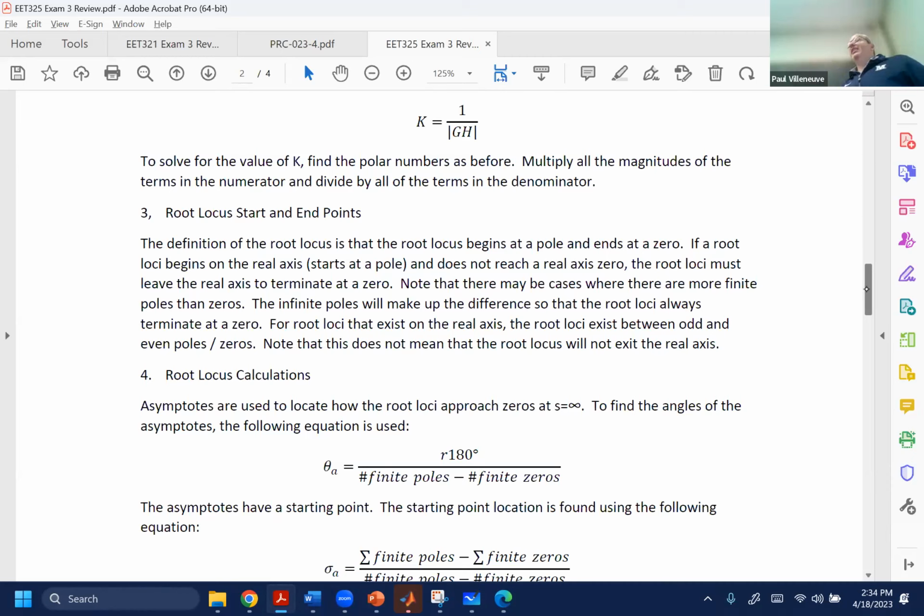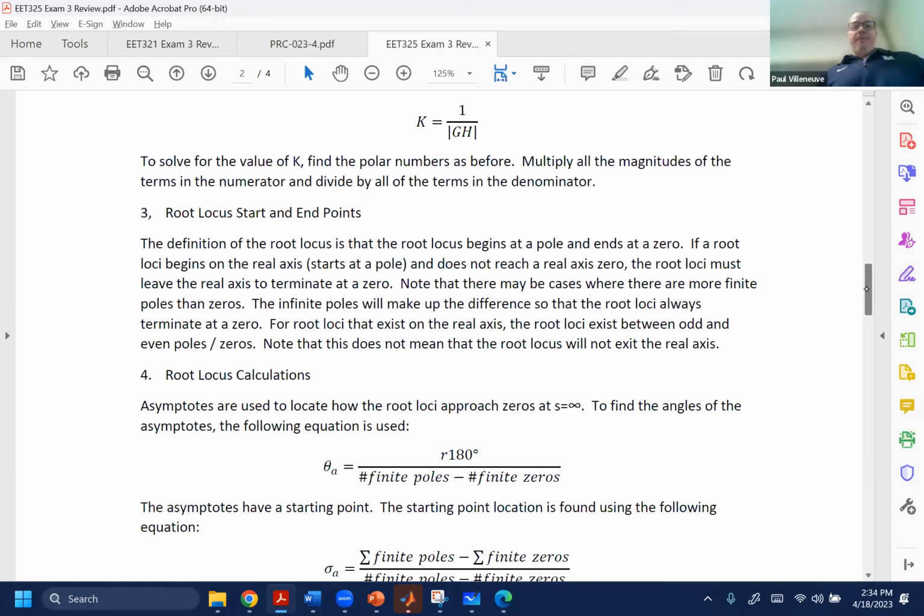Do I have to calculate the break-in points or breakaway points? It's the same process, but I do it that way. And do I have any asymptotes? That depends. If the order of the numerator is less than the order of the denominator, then I have some infinite zeros. But if they're the same, I don't have to do any asymptote work. So if n equals m, you don't have any asymptotes.